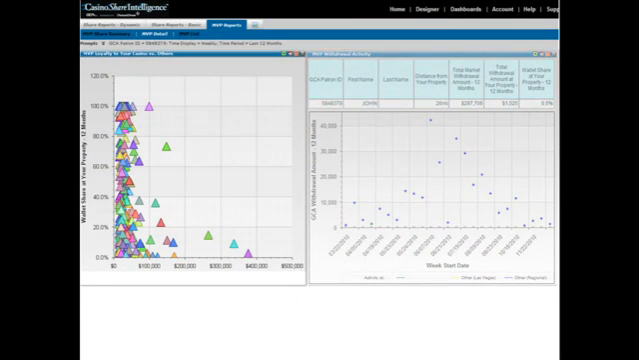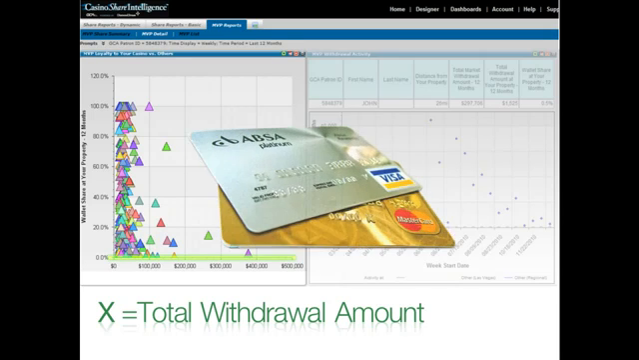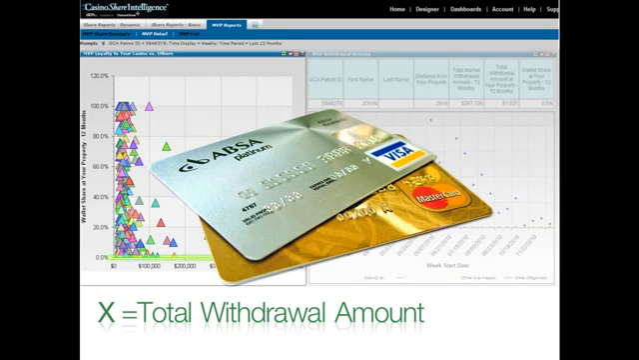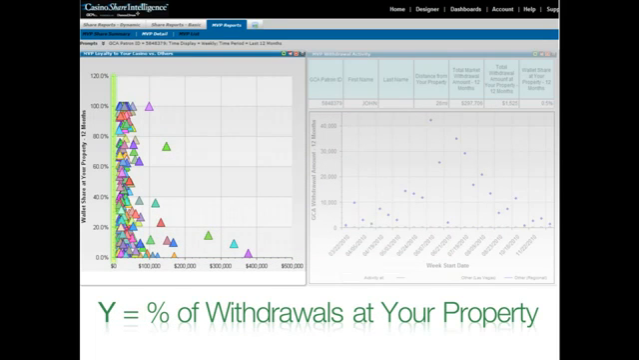Before looking at an individual's data, let's look at the chart on the left. Each triangle represents one of the top 400 players in your market who made at least one withdrawal from your property in the last 12 months. The x-axis is the total withdrawal amount over either 12 or 24 months. Withdrawals include everything we can track: credit card, debit card, check, and ATM withdrawals. The y-axis represents what percentage of the withdrawals were made at your property.